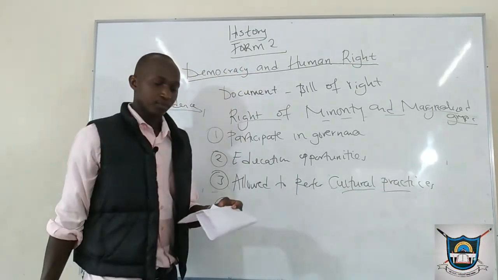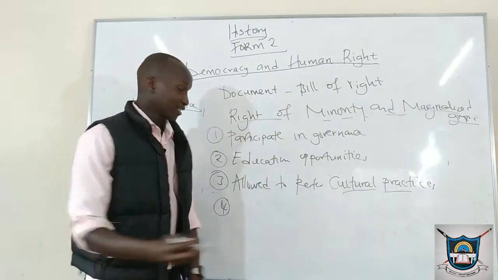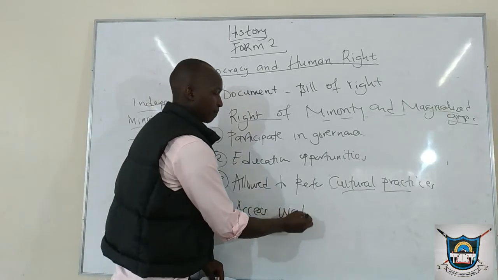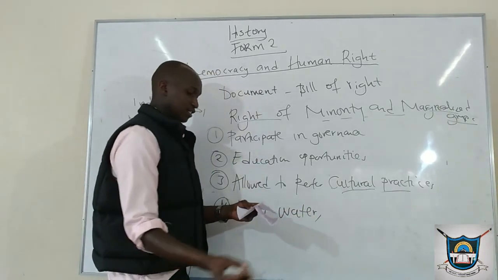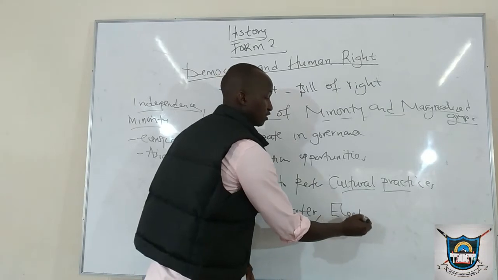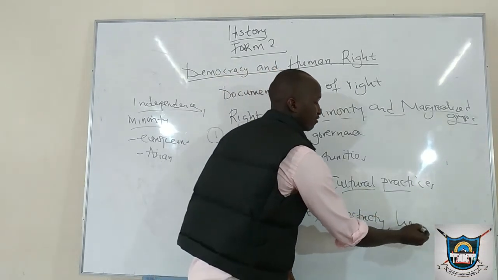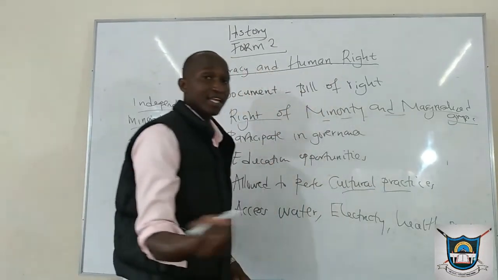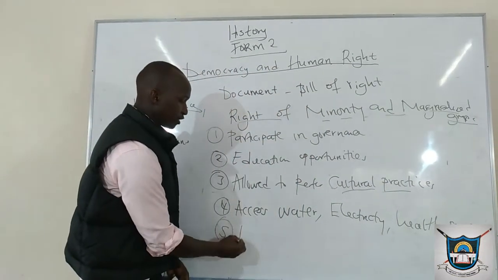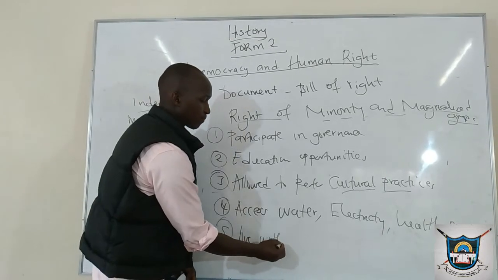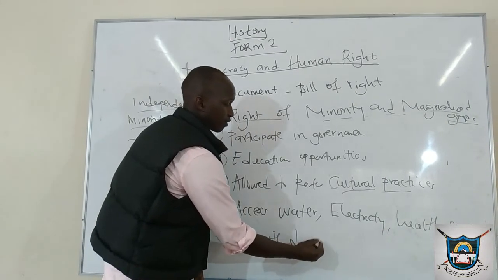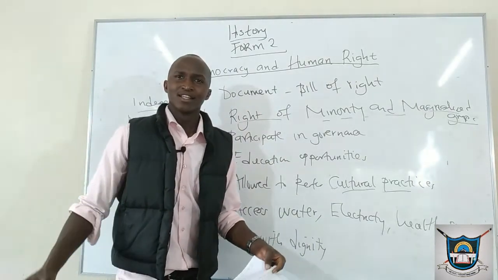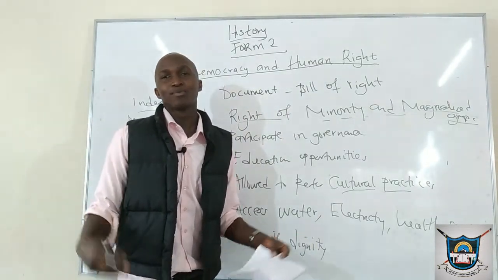Number 4, they should access water, electricity, and health services. And the last right is that they should live a life with dignity. They should be respected. They should be handled as people of Kenya.